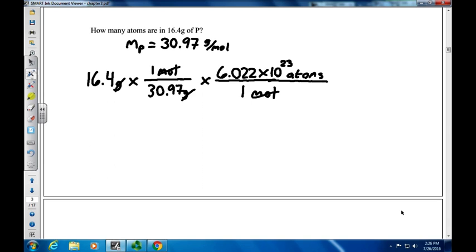So 16.4 divided by 30.97, and then multiply that whole mess by 6.022 times 10 to the 23rd will get you 3.19 times 10 to the 23rd atoms. And that's our answer. Note that we kept it to 3 significant figures while using scientific notation, which is exactly what we needed to do, because 3 significant figures were our least number of significant figures when multiplying.